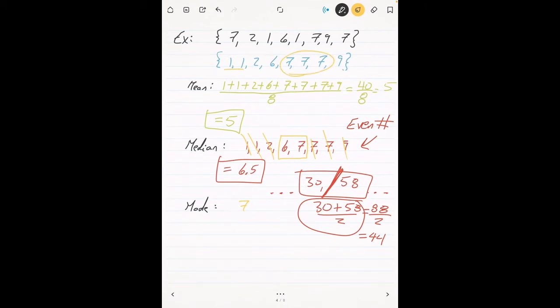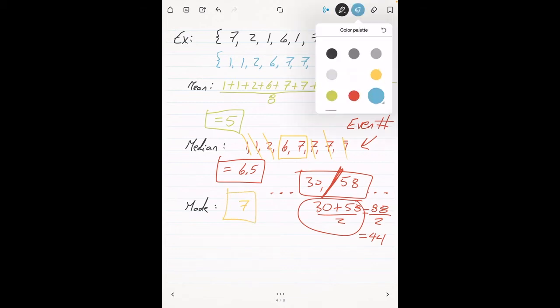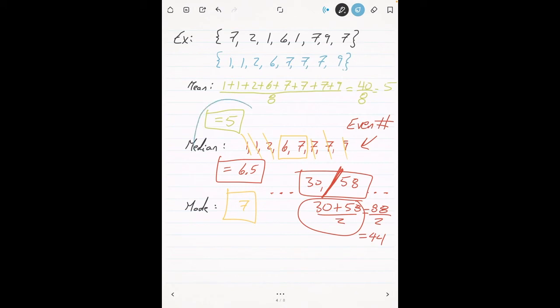There's 3 7s, and nothing else repeats 3 times. So 7 is the most occurring number here. What I want you to notice is all of these numbers, the 5, the 6.5, and the 7, are fairly close in this data set, right? Maybe the 5 and the 6.5 are a little more representative of what we're seeing here. Maybe 7's a little on the high end.